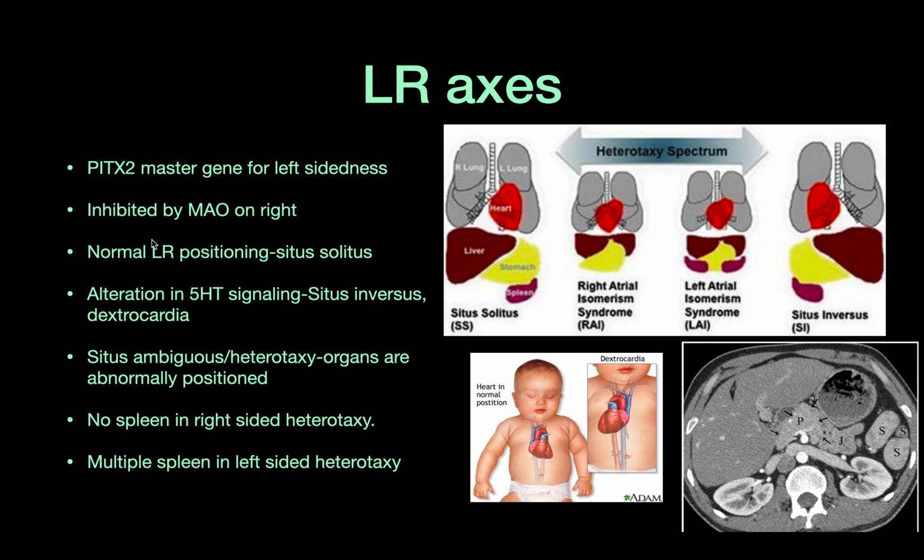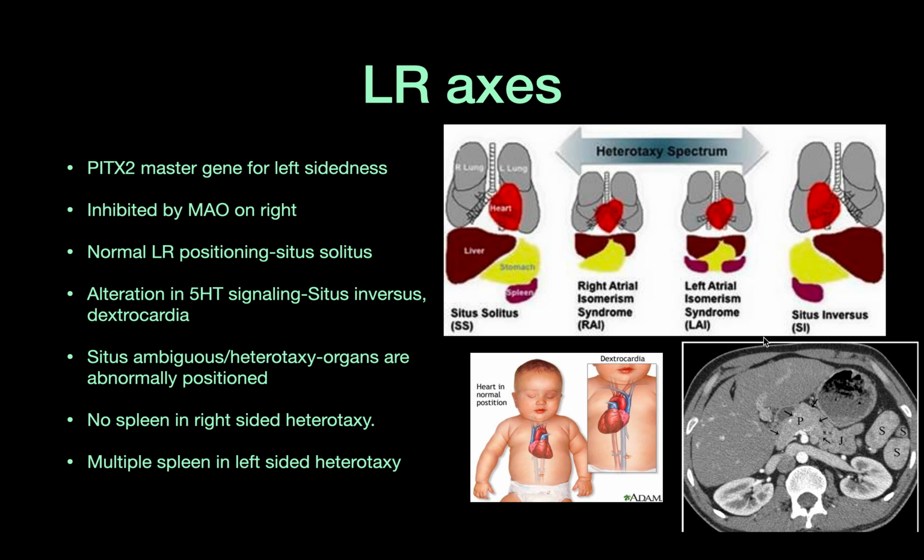The normal left-right positioning is called situs solitus right here. This is the normal. And then an alteration in HT signaling can result in situs inversus and dextrocardia, which means the heart is going to be flip-flopped. Here's the normal heart. Of course, normally the apex of the heart will point to the left. Here it's going to the right.